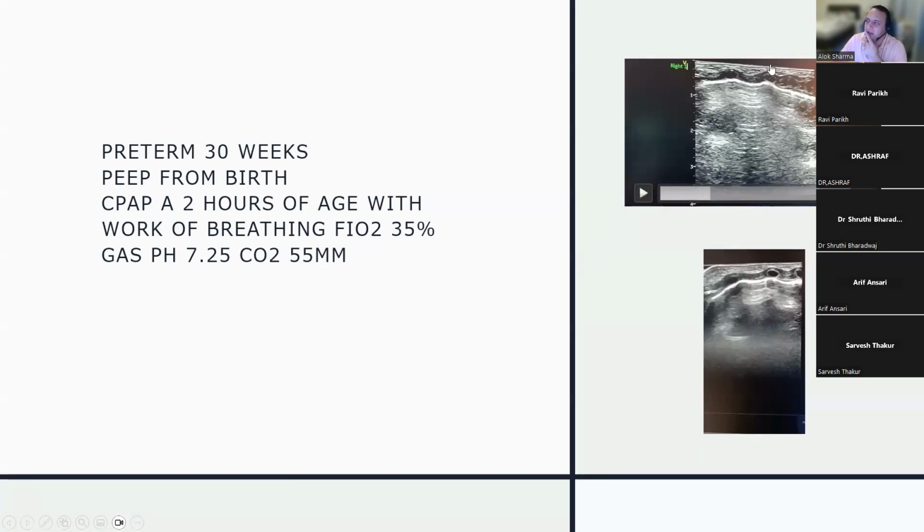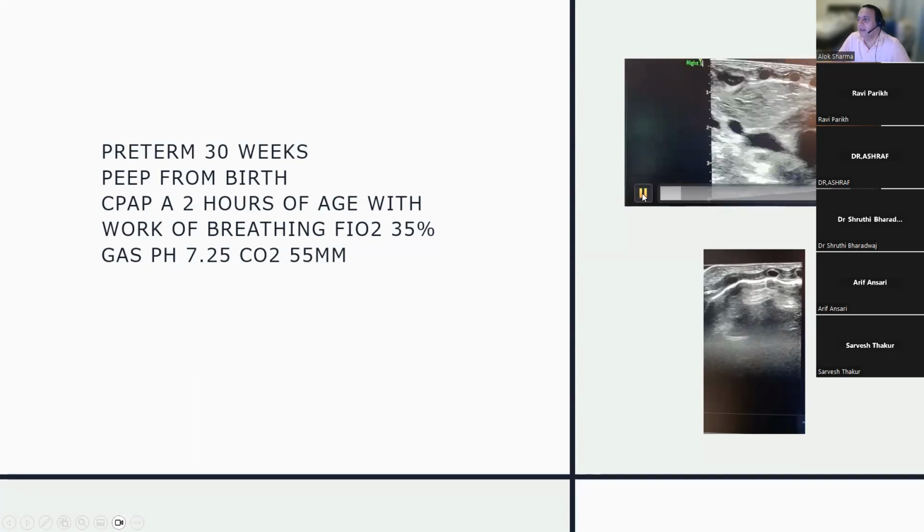Very good. So again, with the protocol, R1, that bat wing sign visible? The pleural line seems to be a bit thickened. Yep. And it is continuous. Very good. So it is continuous. Any evidence of subpleural consolidations? No.